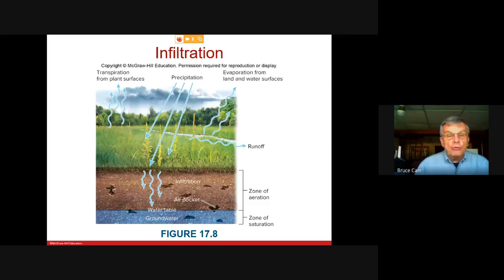Infiltration refers to the process of precipitation falling on the land and then working its way into the porous soil, into the porous rock layers, and moving through those rock layers. There are rock layers that are impermeable. So basically, the distribution of water around land is a water compartment that is important to consider.